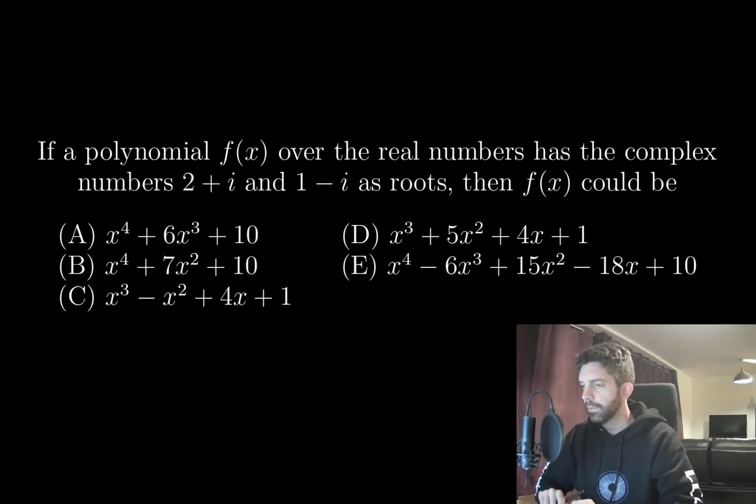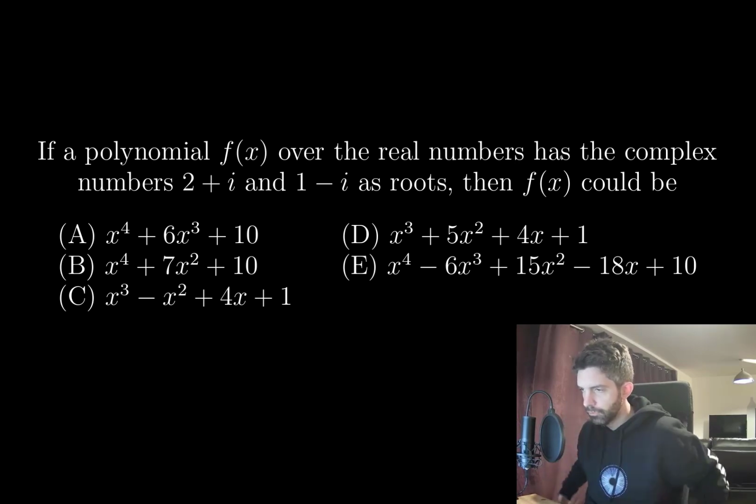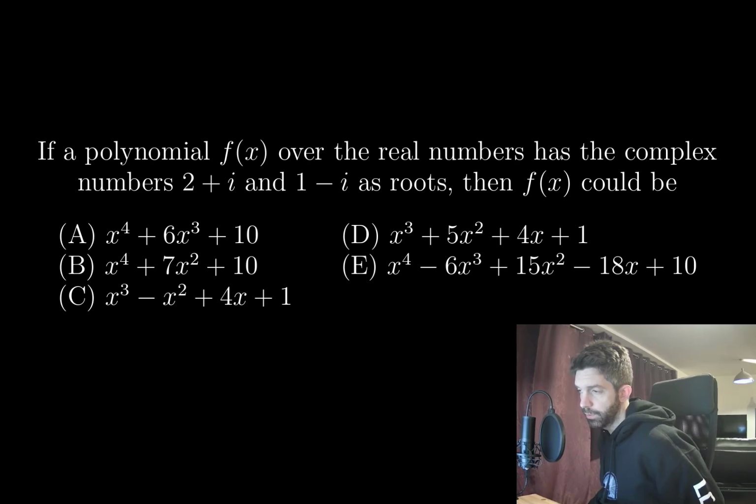If a polynomial f of x over the real numbers has the complex numbers 2 plus i and 1 minus i as roots, then f of x could be one of these several options. So of course, one way of doing this is to simply substitute these two complex numbers into f of x and evaluate and see if we get 0. It seems like that's probably not the most efficient way of doing it.